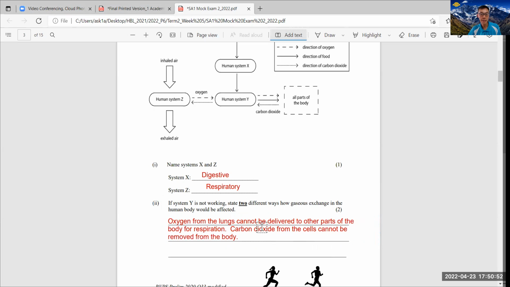Oxygen from the lungs cannot be delivered to other parts of the body for respiration. This is the first one, oxygen. The second one is carbon dioxide from the cells cannot be removed from the body. So this is the answer for this part. Okay, you can do a print screenshot of this, and I'll send to you shortly. I'll proceed to the next question. So this one settled.